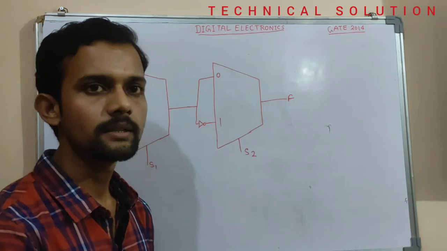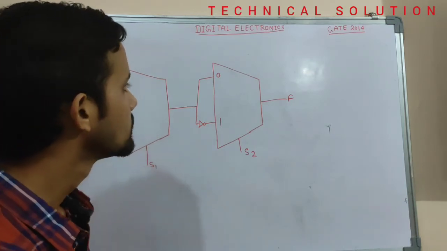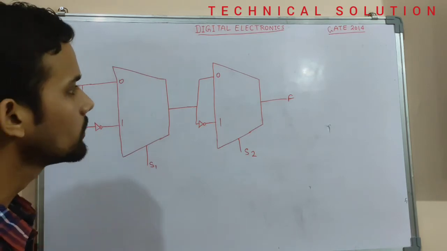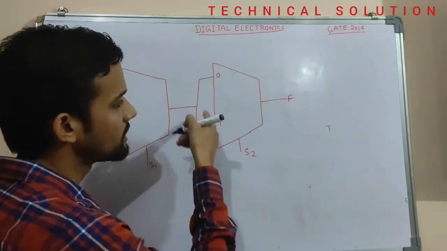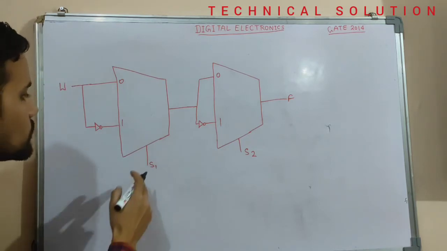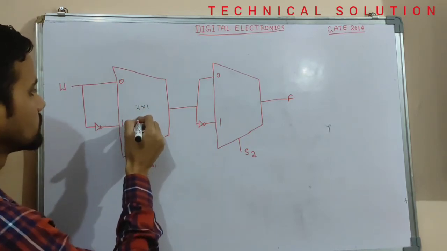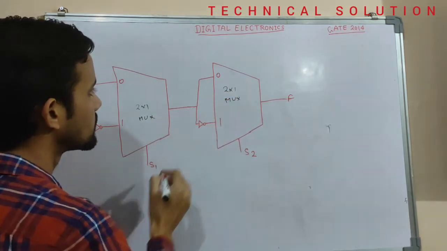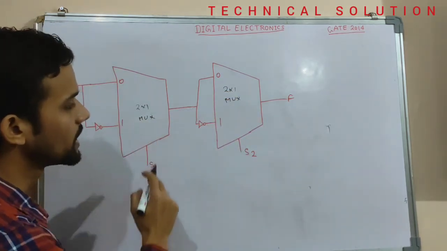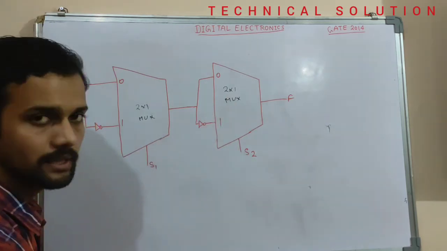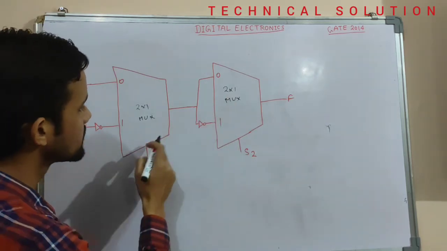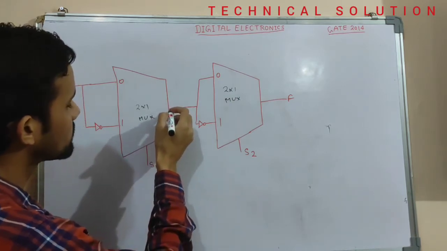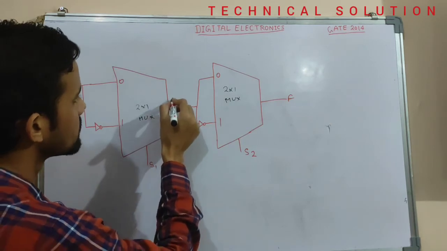This question was asked in GATE 2014, in which a multiplexer logic circuit is given. Find out the Boolean function f for this multiplexer circuit. It is a 2x1 multiplexer circuit, and the output of this multiplexer circuit behaves as an input for the other 2x1 multiplexer circuit. So let us find the output of the first multiplexer circuit, which is given by Z.